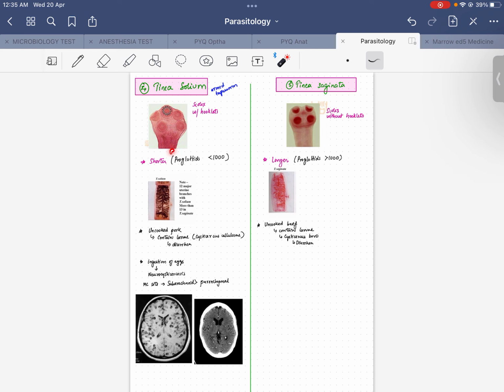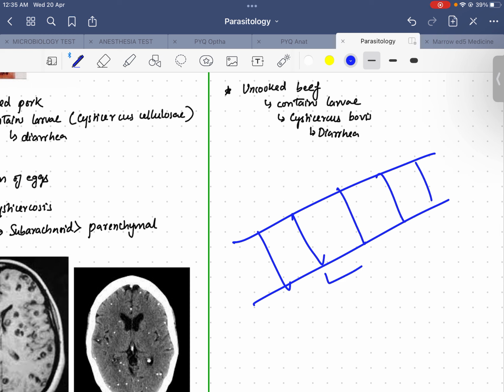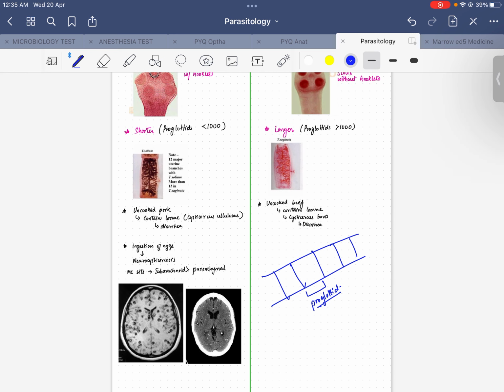Now solium is shorter. Look at the name of solium, it is shorter, right? And the name of saginata, it is a longer tapeworm. Now tapeworms, you know, they are segmented, right? Each segment is called a proglottid. So Taenia solium is shorter, so it has fewer proglottids. And Taenia saginata is longer, it has more proglottids.